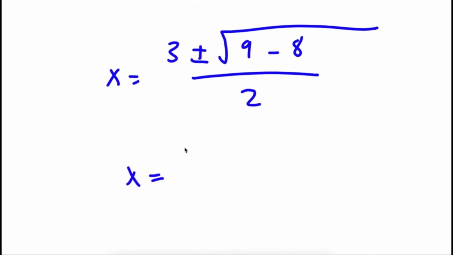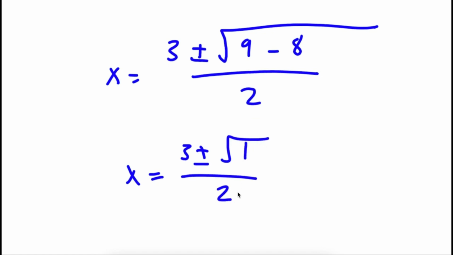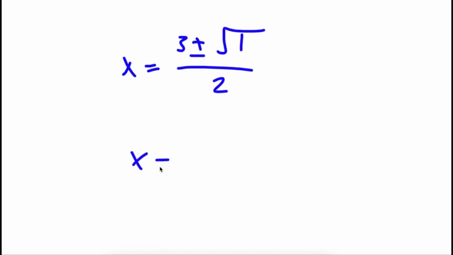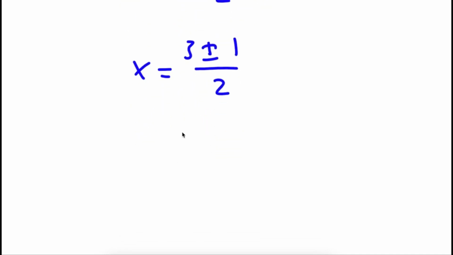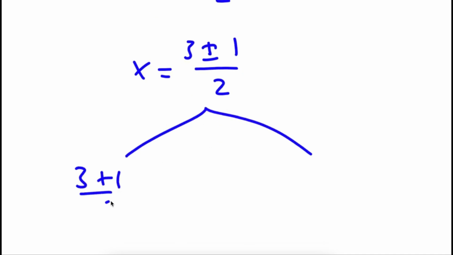Now I have x is equal to 3 plus or minus the square root of 1, because 9 minus 8 is 1, over 2. Now I have x is equal to 3 plus or minus 1 over 2, because the square root of 1 is 1. Now this gives me two equations. I have 3 plus 1 over 2, and I also have 3 minus 1 over 2.